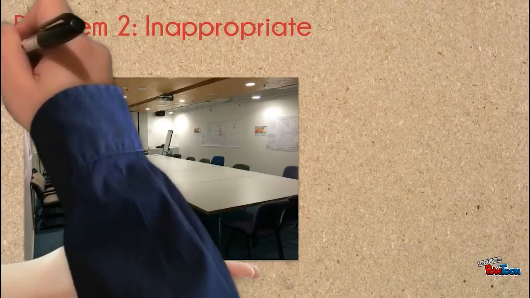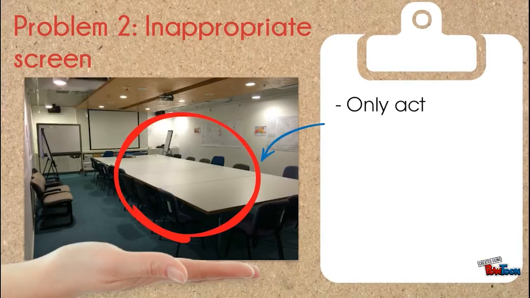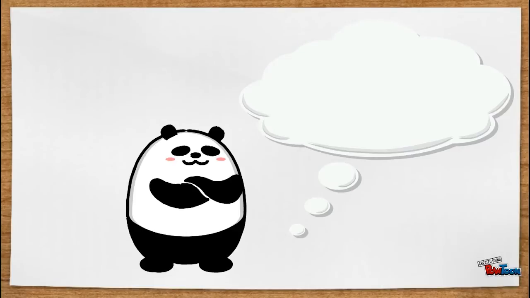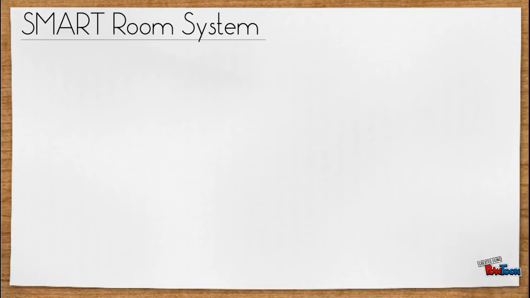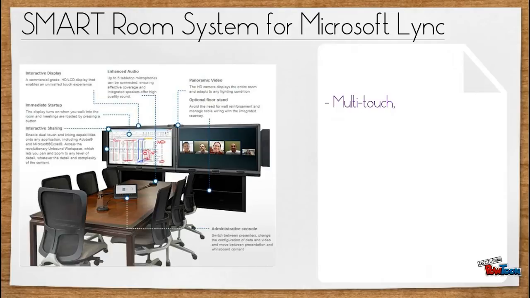The current screen can only act as a display, which is not interactive enough. Also, words shown on the screen are too small for those sitting at the back, and users need to turn their bodies in order to see the screen. Smartboard is proposed for solving this problem. Smart Room system for Microsoft Link is chosen for providing enhanced teaching and working experience.